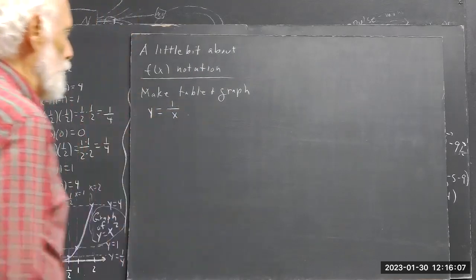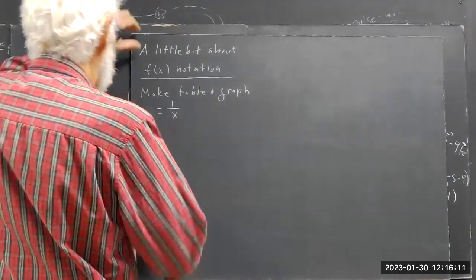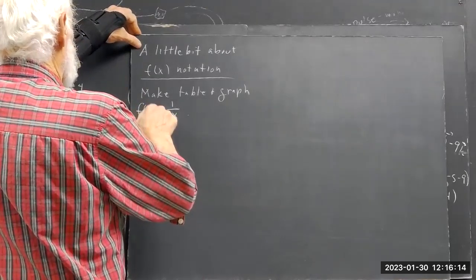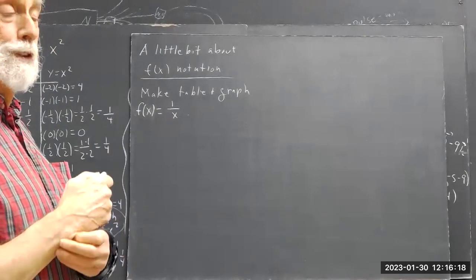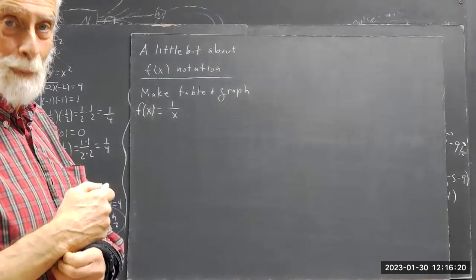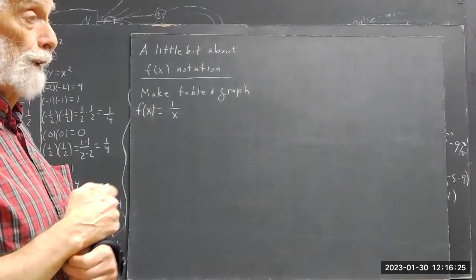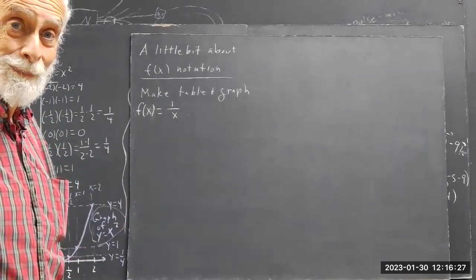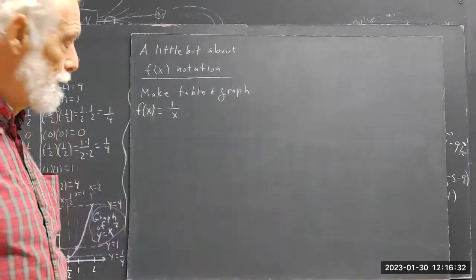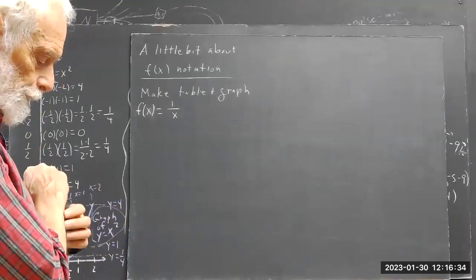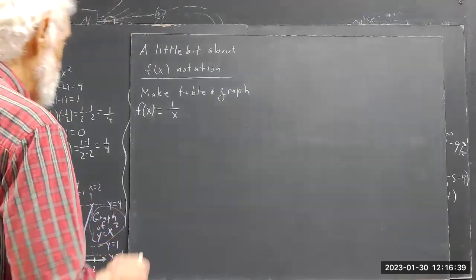Let's make a table and graph y equals 1 over x, except we're not going to call it y, we're going to call it f of x. It's still y, but we're calling it f of x. Now, there are good reasons for f of x notation. It allows us to talk about a function without actually writing out its formula every time we want to say something about it. And it gives us a calculation scheme for evaluating a function that I'll explain in brief.